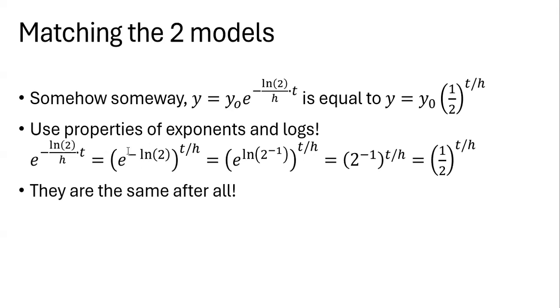Now, inside this exponent, we can use properties of logs. We can bring this negative 1 back into the log, so 2 to the negative 1 power. So e to the ln of 2 to the negative 1 power. The e and ln are inverses, so we just keep the argument. They kind of cancel. So we have 2 to the negative 1 power, to the t over h power. But 2 to the negative 1 is just half. So you can see how these are equivalent, and they better be.